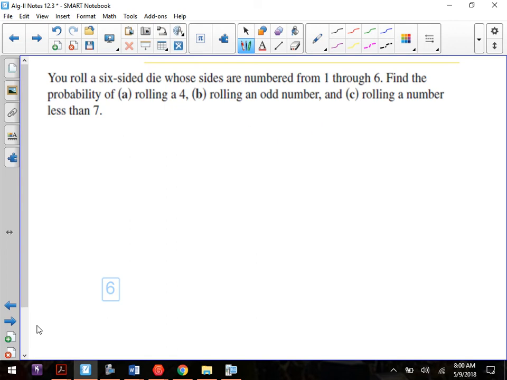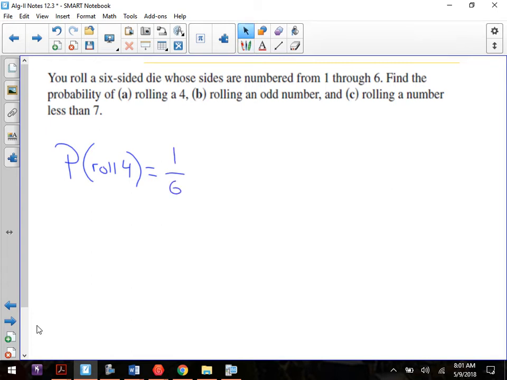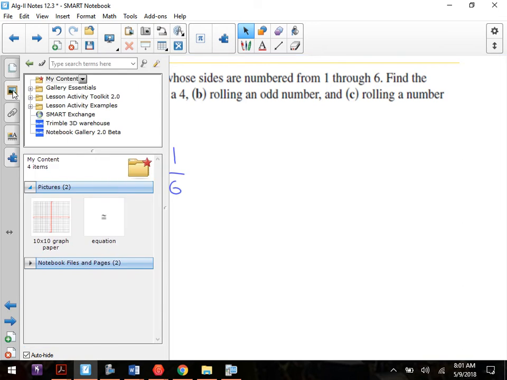You roll a 6-sided die whose sides are numbered 1 through 6. Find the probability of rolling a 4. 1 out of 6, okay? So when we say probability of rolling a 4, how many ways can you roll a 4? 1. How many possible are there? 6.